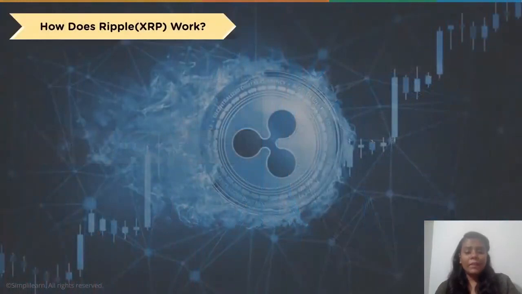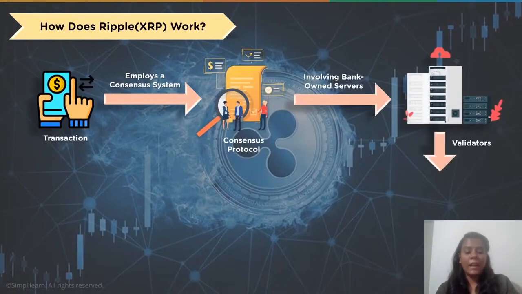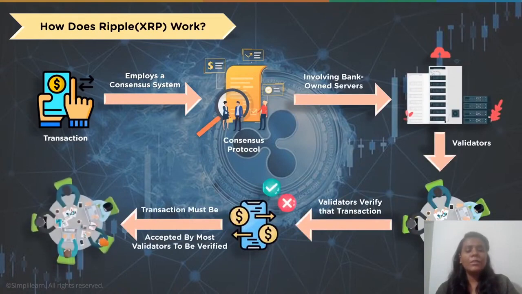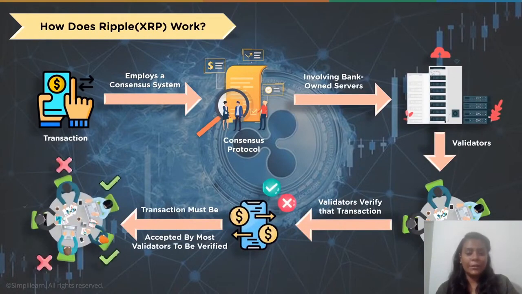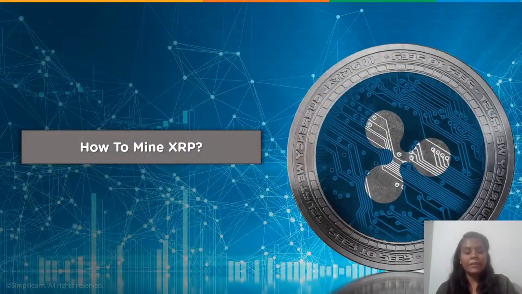To verify transactions, the XRP cryptocurrency employs a consensus protocol. Validators verify that proposed transactions are valid by comparing them to the most recent version of the XRP ledger. Now, a transaction must be accepted by the majority of validators in order to be verified. Once it's verified, the transaction is then added to the blockchain. So now that we know how it's working, let's have a look at how Ripple can be mined by its users.